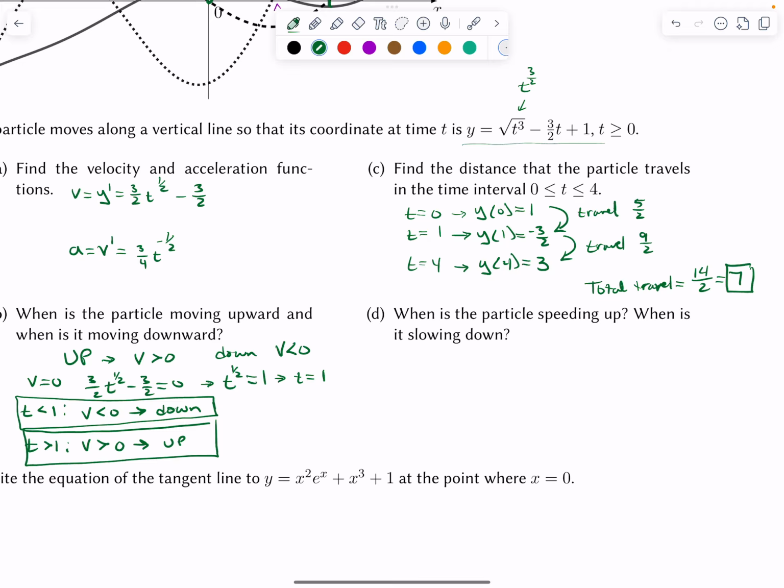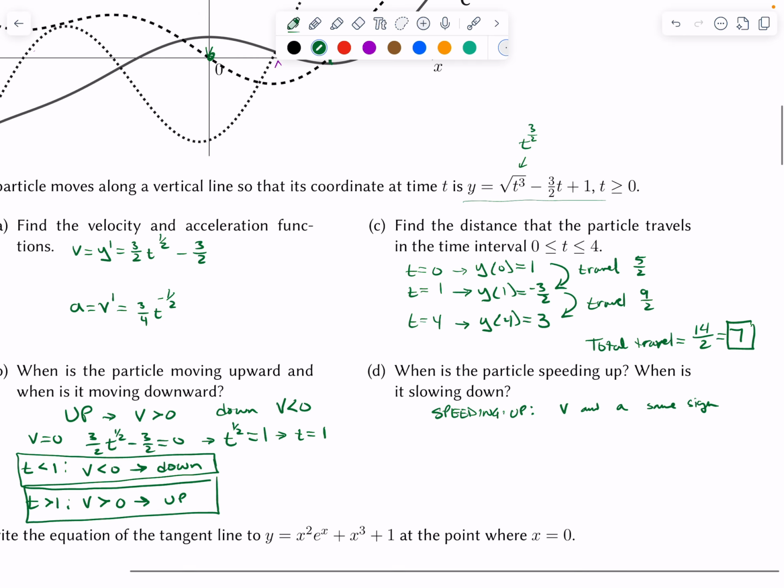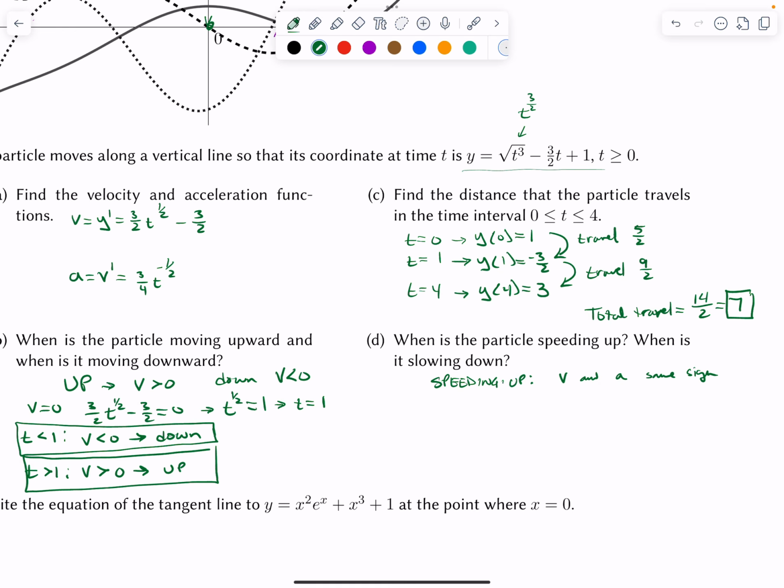Speeding up and slowing down. Speeding up is when the velocity and the acceleration are the same sign, and slowing down is when they are not the same sign. Okay, so we have velocity and acceleration. Essentially we just want to know what's going on with the velocity or the acceleration, because we have the velocity information over here.